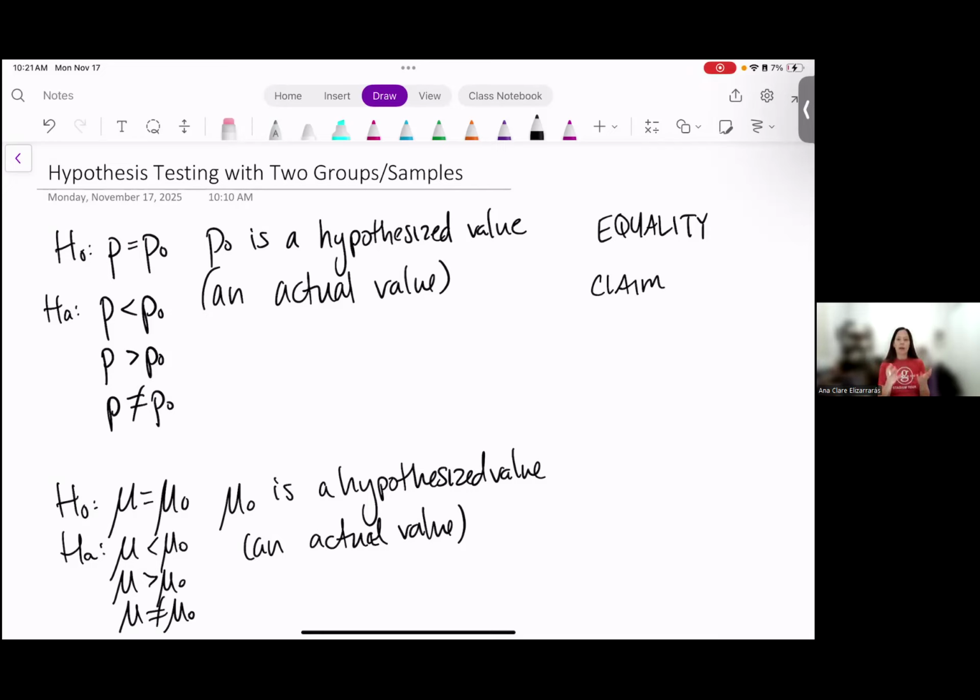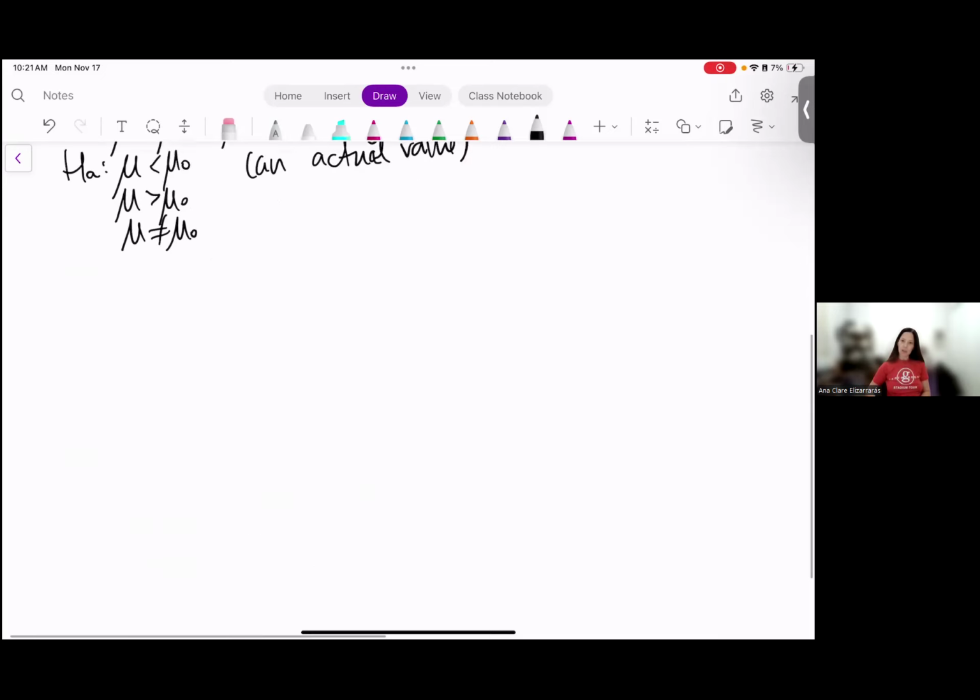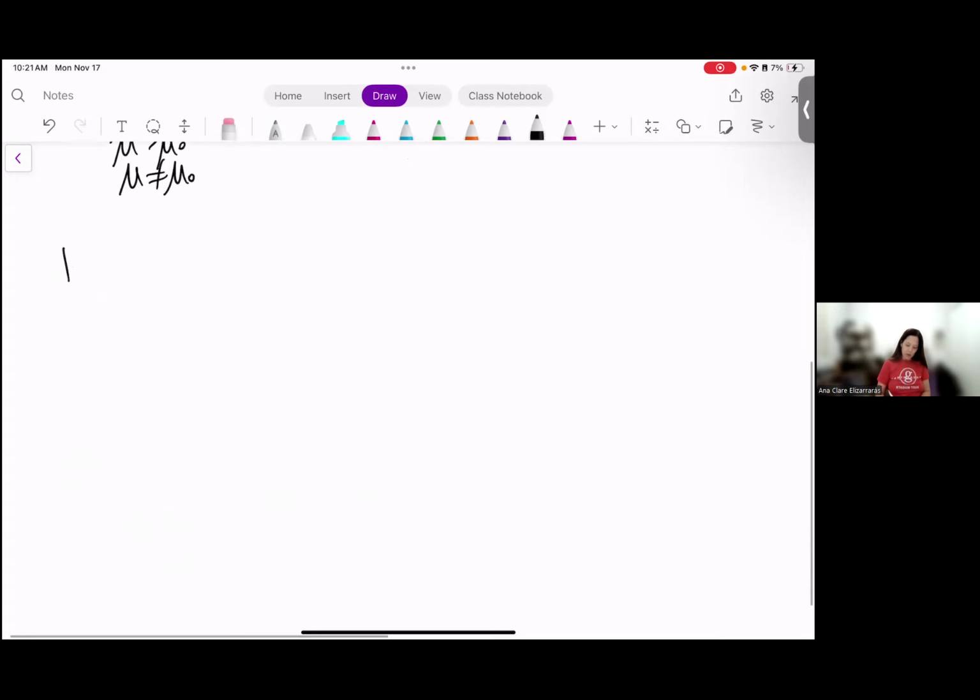Now, when we're talking about two groups, we have P1 and P2, mu1 and mu2, or you can use different subscripts. But our hypothesis looks a little bit different to where you are now considering two separate groups. And we initially assume that they're equal. Now, I want to show you that if I was to have this statement and I wanted to move a variable over to the other side, I wanted to undo it, to inverse the operation so that I can get it to the other side, I would subtract it from both sides.